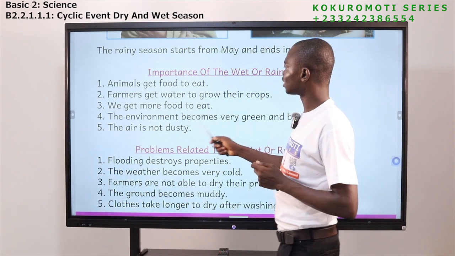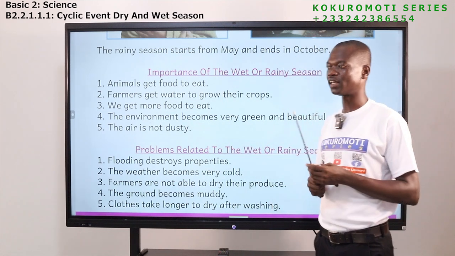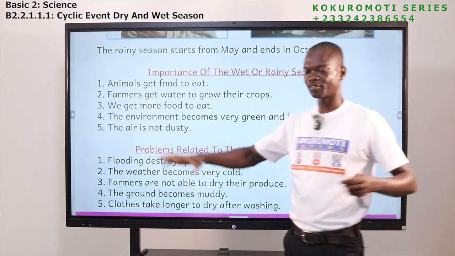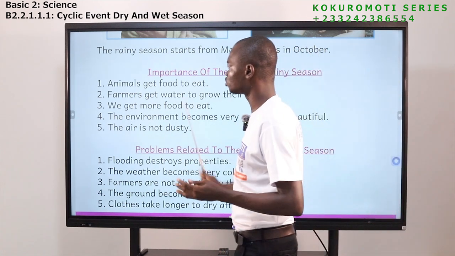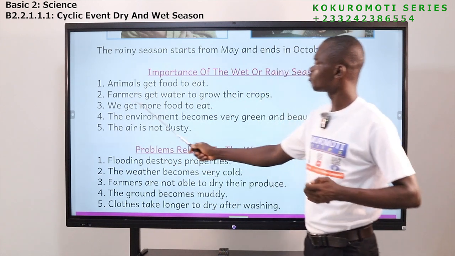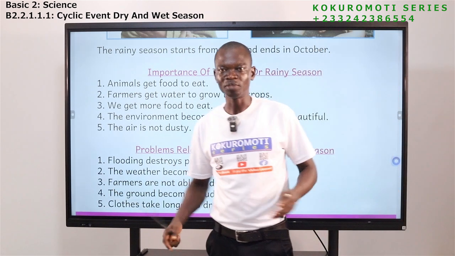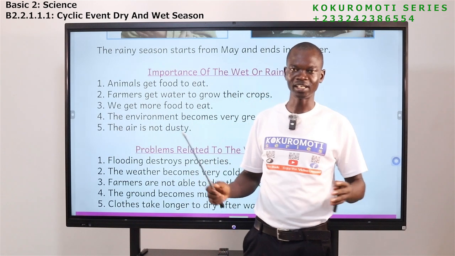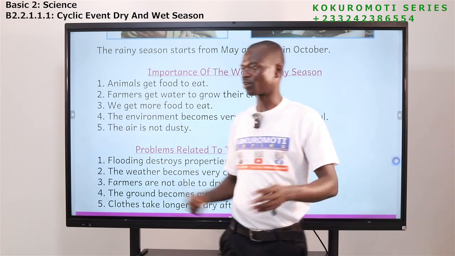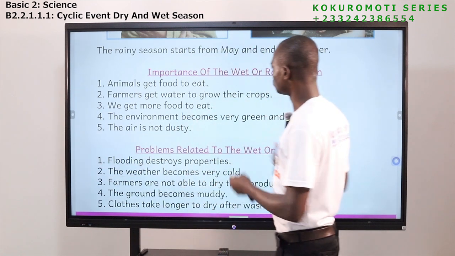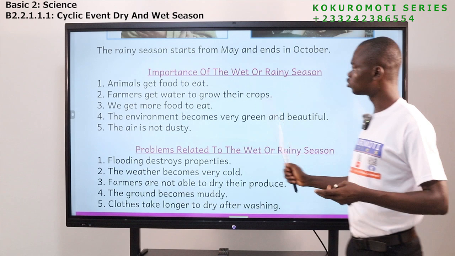1, animals get food to eat. Because it rains almost every day, the grasses and all the vegetation are able to grow and grow well. So animals get what? Food to what? To eat. 2, farmers get water to grow their crops. If you're a farmer and you need water, because it rains almost every day, water doesn't become what? Scarce. You get water wherever you go, and then you use it to do your farming, to grow what? Your crops.